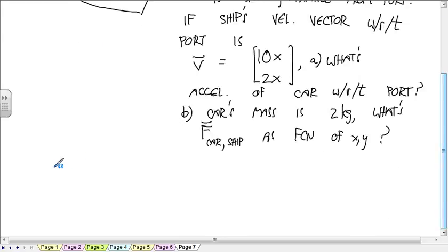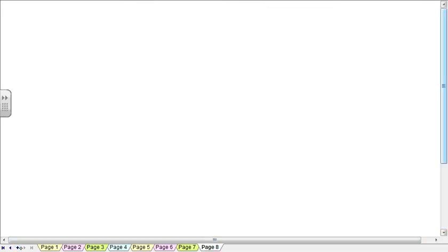So we know we're going to have the acceleration of the car relative to the ground equal to the acceleration of the car relative to the ship plus the acceleration of the ship relative to the ground. Okay, so I'll first do the acceleration of the car relative to the ship.